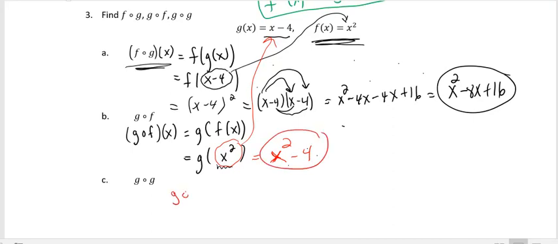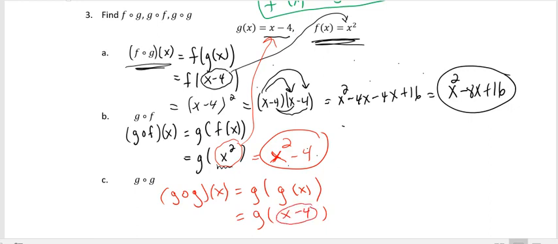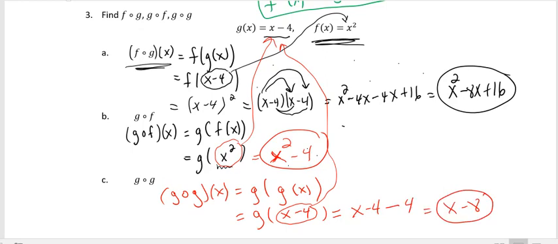We get g composed of g. That's the same as g of g of x. Okay. So inside, they want us to put g of x. So g of x, again, is x minus 4. And then I'm going to take whatever's in here, and I need to replace it in my x's, but for what function? For g, because it has the g in front, right? So we're going to take this and plug it in for my x. So this will give me x minus 4 and then minus 4. So my answer will be x minus 8.